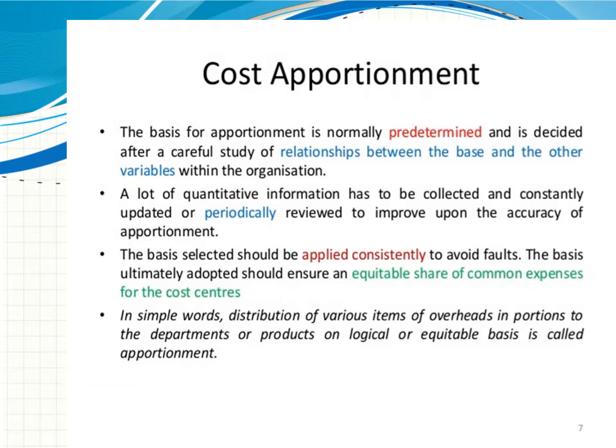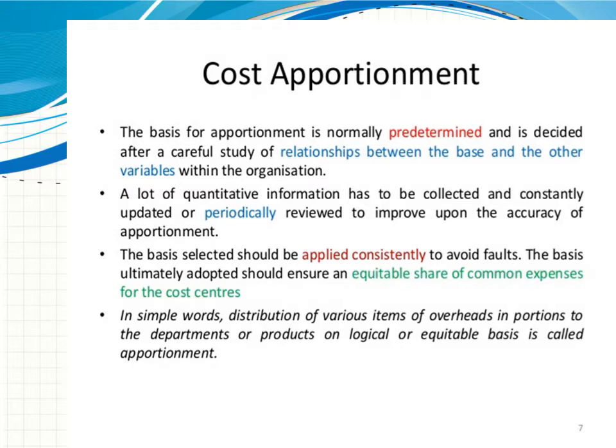You have some equitable basis. So periodically it is reviewed, and the accuracy of the apportionment of the cost is that the data is collected constantly and the documentation is done. So equitable share of common expenses for the cost center is to be done properly.